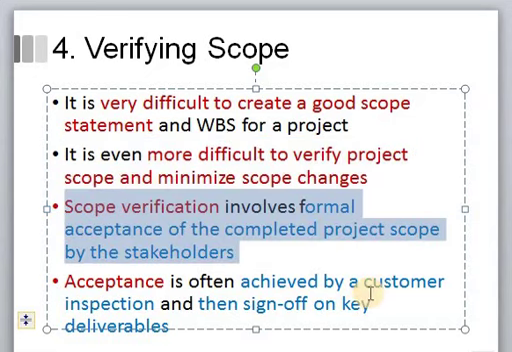Scope verification involves the formal acceptance of the completed project scope by the stakeholders. It's very simple to perform the verification of the scope: you need a formal acceptance from all of your stakeholders for a completed project scope. So in order to build and manage a complete project, it is necessary to have a verified scope statement.